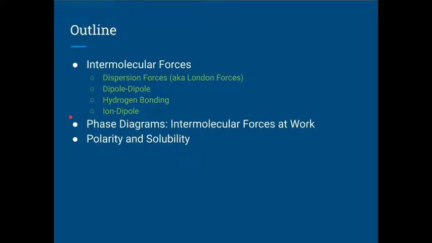The outline for this chapter is intermolecular forces, and the four main forces we're going to look at are dispersion forces, also known as London forces, dipole-dipole, hydrogen bonding, and ion-dipole. Then we're going to look at phase diagrams, intermolecular forces at work, and polarity and solubility. Recall we talked about polarity after we were drawing Lewis structures and predicting the three-dimensional shape using VSEPR theory. So we're going to be putting that to work and determining solubility.